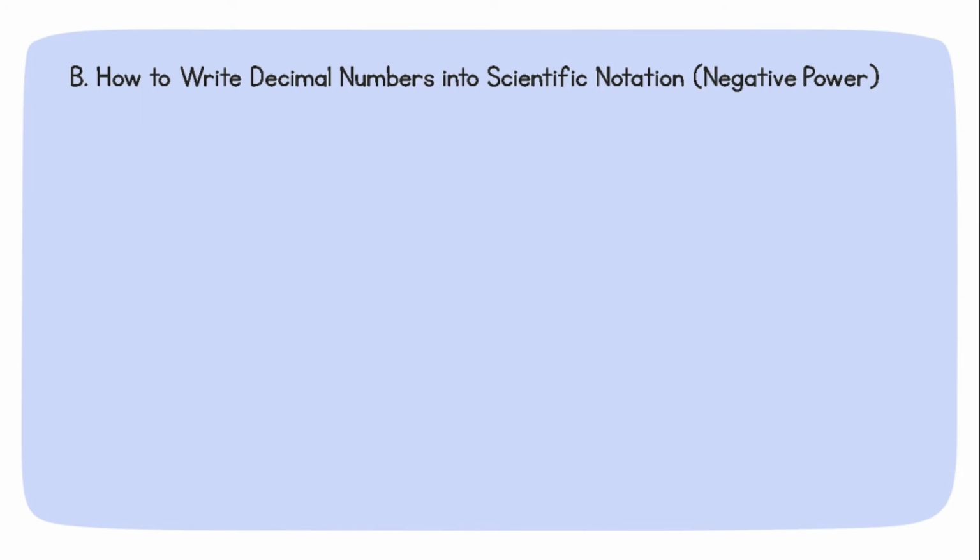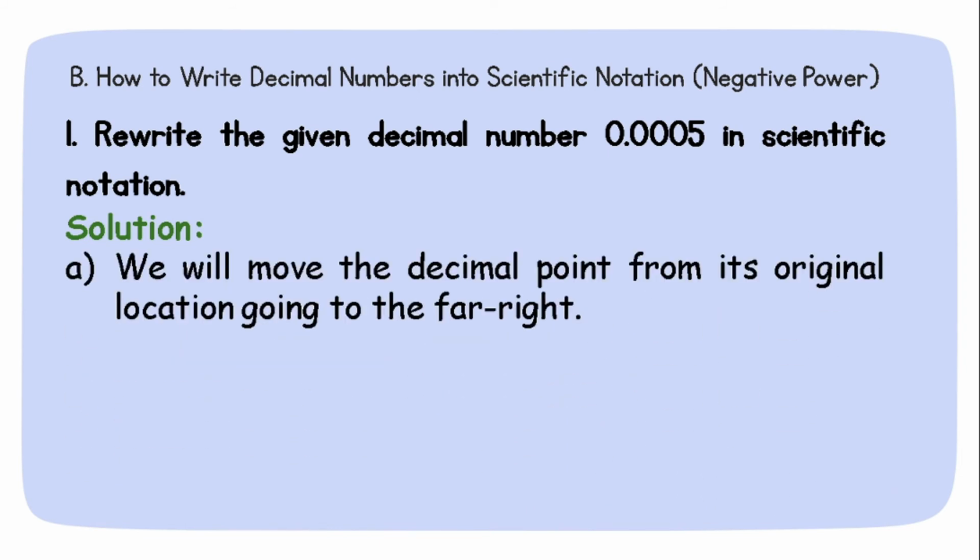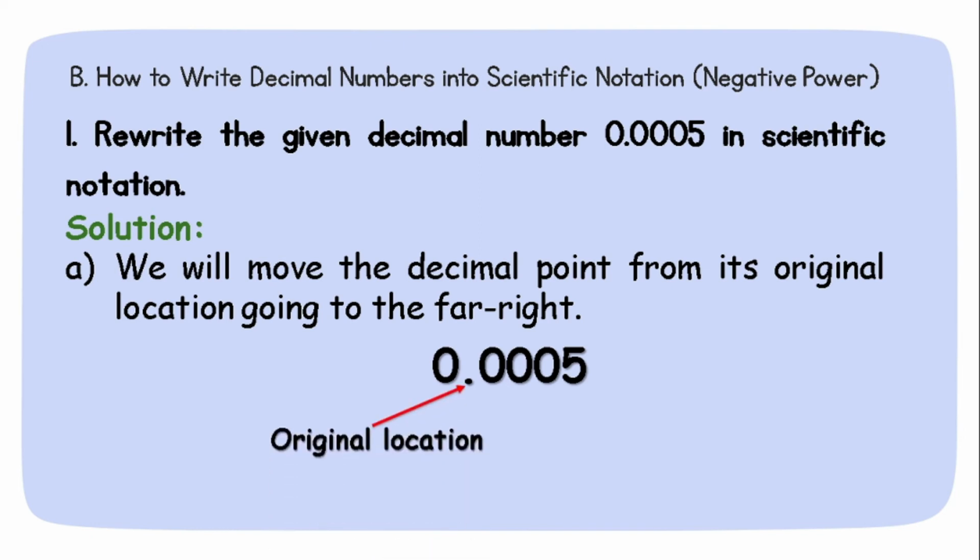Now let's have the examples on how to write decimal numbers into scientific notation for the negative power. Example 1. Rewrite the given decimal number 0.0005 in scientific notation. Here's the solution. We will move the decimal point from its original location going to the far right so that we will have a value for C which is greater than or equal to 1 but less than 10. In this case, our C would be 5.